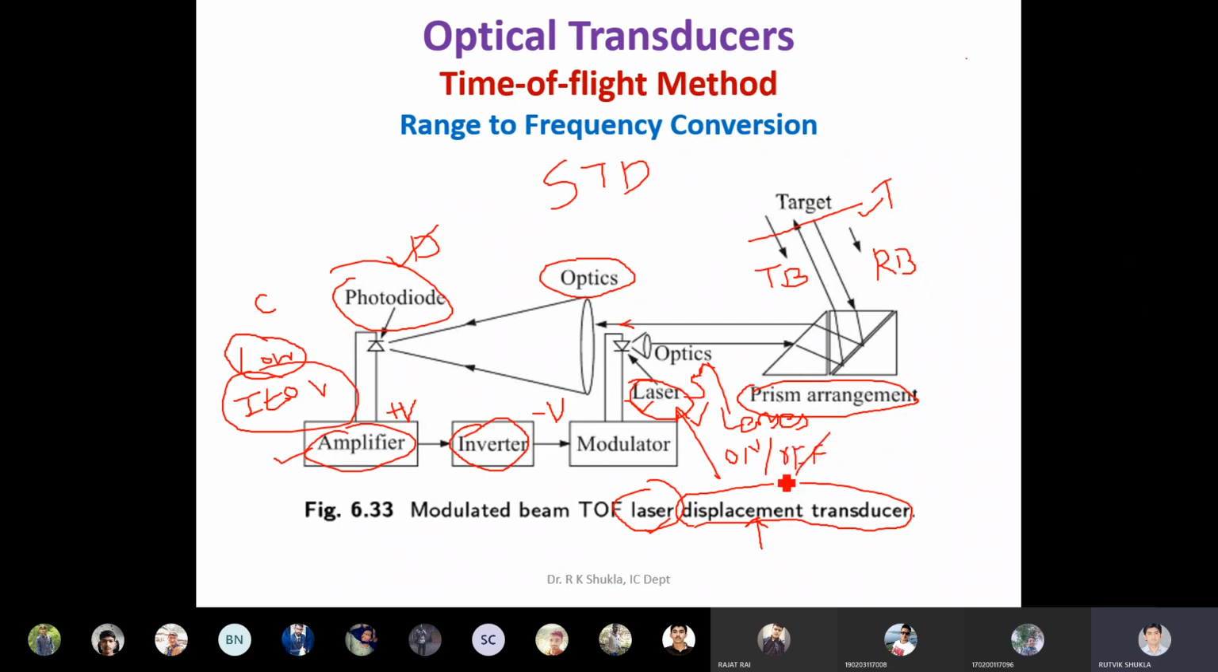So whenever it gets negative from here, at that time it turns off the diode. And whenever the input is positive, at that time it turns on the diode. Or whenever it gets nothing, sometimes it will not get anything, at that time also it turns on the diode.